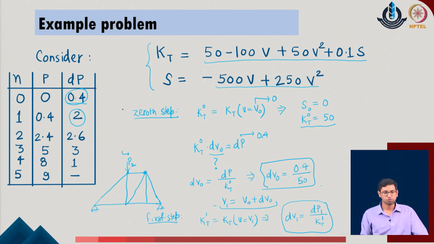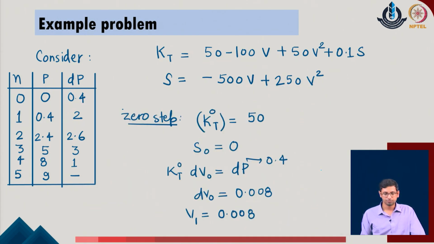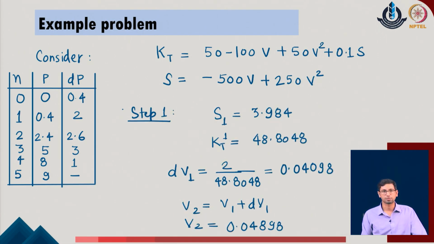We will briefly try to show some of these steps so that we can verify the results. So, as a first step, we evaluated the kT value equal to 50, S naught comes out to be 0. We have dP value which is 0.4, and based upon that we got the dV naught as 0.008, and V1 comes out as 0.008 itself, because V naught value is 0 in the given system. With this part we move to the first step in the given system.